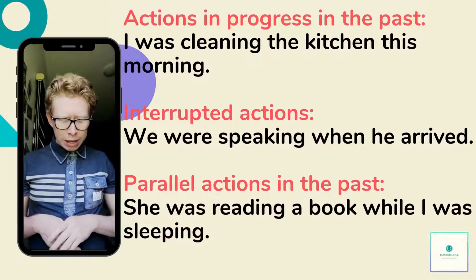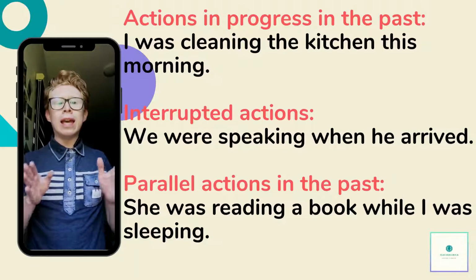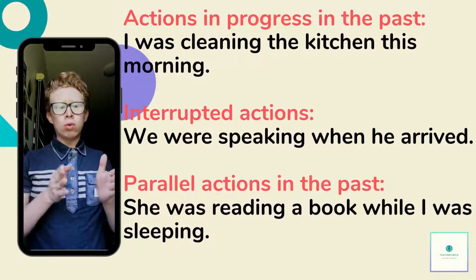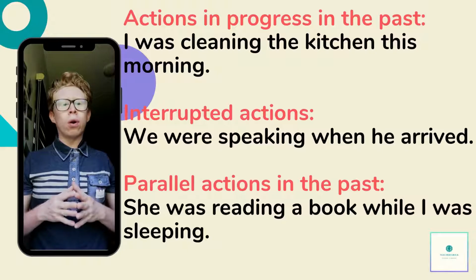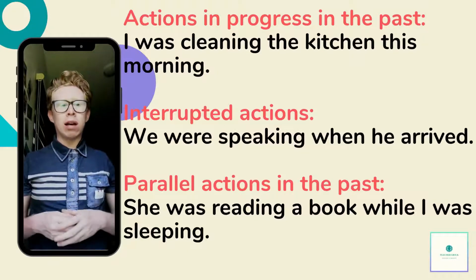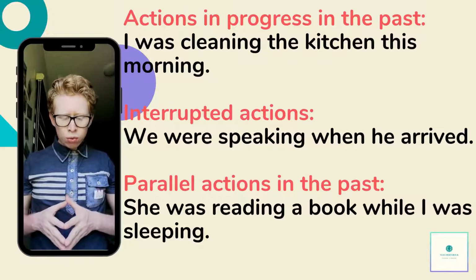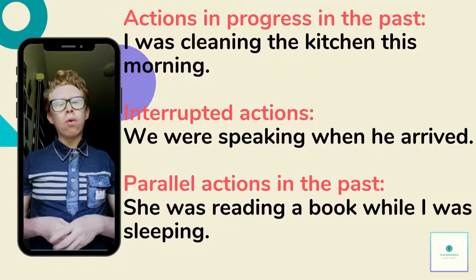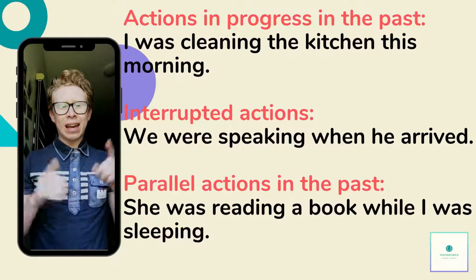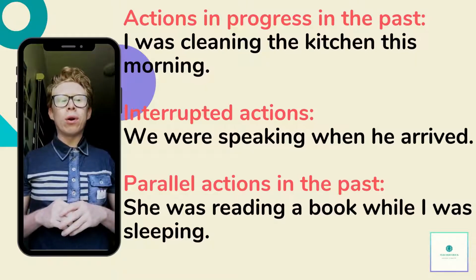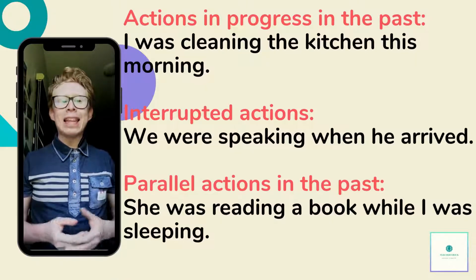Number 3 is parallel actions in the past. It means two or more actions that were occurring at the same time in the past. For example, she was reading a book while I was sleeping. Here we have two actions that were occurring at the same time in the past.